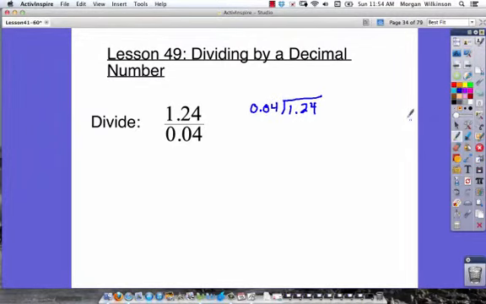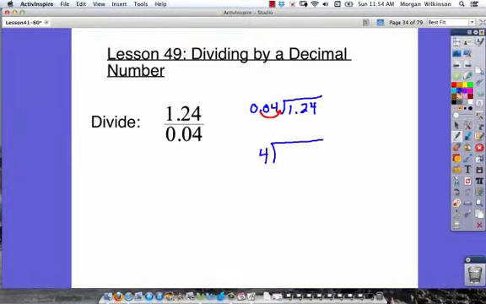Now what we have to do when we divide by a decimal number is we have to make the divisor a whole number. So if we make the divisor a whole number, that means we have to move the decimal spot over twice here. So we now have a whole number of 4. We're going to divide something by 4.